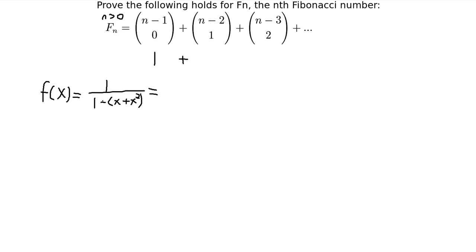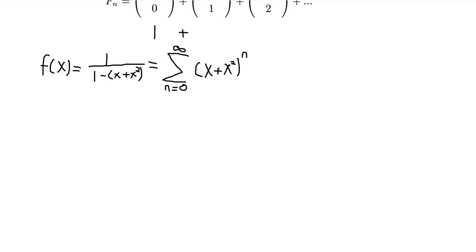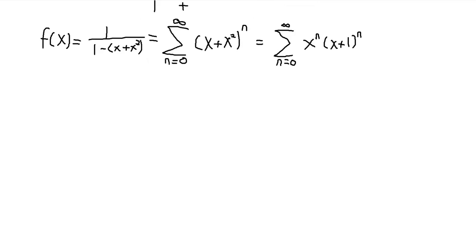Now notice that I factored out the negative here, and we have something in the form of 1 over 1 minus y. So we can apply the geometric sum. In other words, we have something in the form of x plus x squared to the n, and we're summing that from 0 to infinity. What we can do is factor out, because x plus x squared is just x times x plus 1, an x to the n like this.